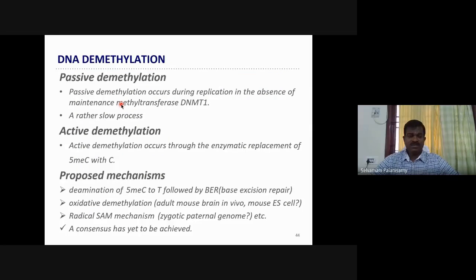So DNA demethylation could be of two types, passive and active. Passive demethylation occurs during replication in the absence of the maintenance enzyme, DNMT1, which is a very slow process. But this one is relatively very fast, and it is active demethylation. It is through enzymatic replacement.